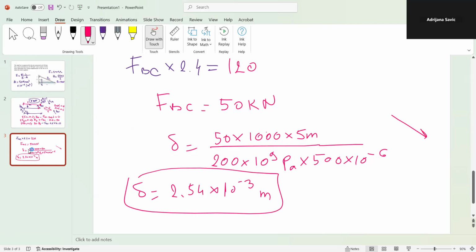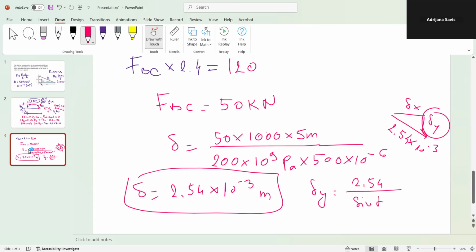Displacement at point B will be something like this. We will have delta X and delta Y, and we found this displacement of 2.54 times 10 to the minus 3. So in order to obtain delta Y, the vertical displacement, we need to divide 2.54 by sine of angle alpha. So that will be the value for your displacement delta Y.